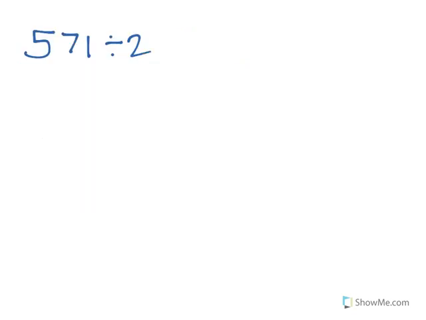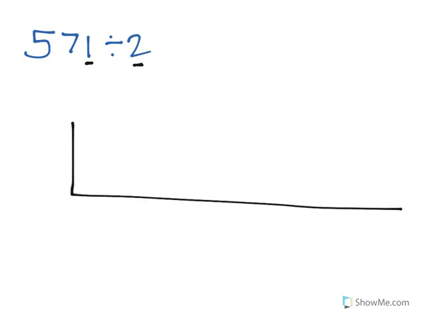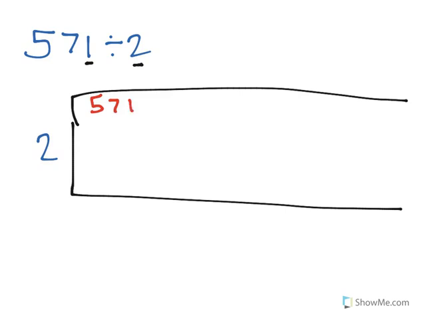So with this example, we're going to solve 571 divided by 2. This problem will leave me with a remainder. I know that I'll have a remainder because I'm dividing by 2, but my dividend is an odd number, so that means there will be a remainder. So I'm going to start by making my rectangle, and I'm going to take my divisor, which is 2, and put it right there. And then inside the rectangle, I'm going to put 571.